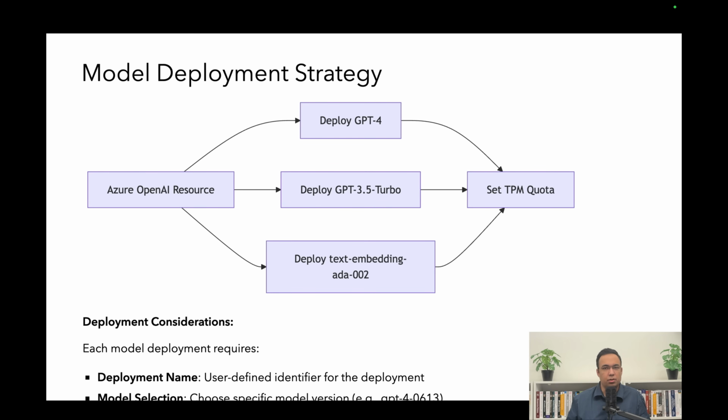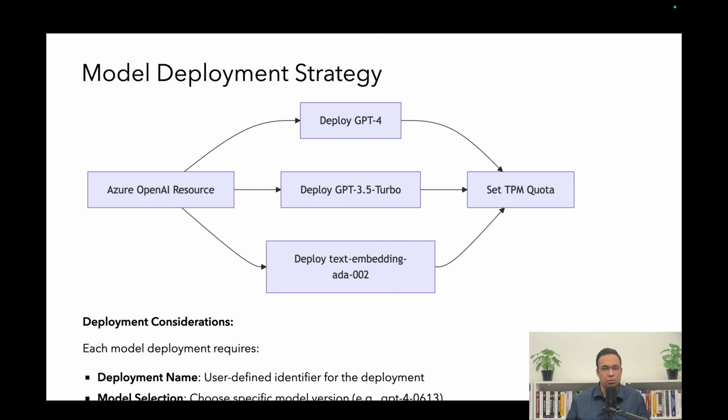Each model deployment requires several configuration decisions. So the first one is deployment name. This is a user-defined identifier that you will reference in your API calls. I recommend using descriptive names like GPT-4 production or GPT-3.5 turbo dev, so it's clear what each deployment is for. The second is model selection. You choose a specific model version, for example GPT-4. Model versions are dated and newer versions are released periodically with improvements.